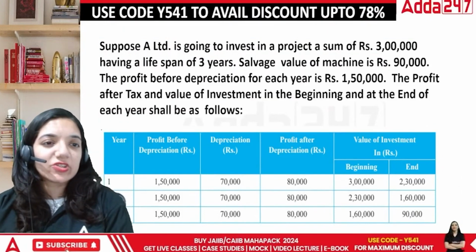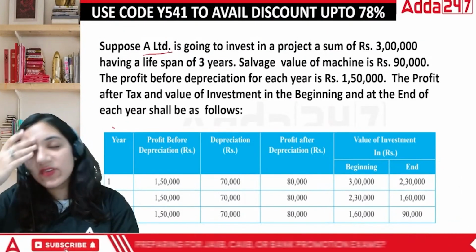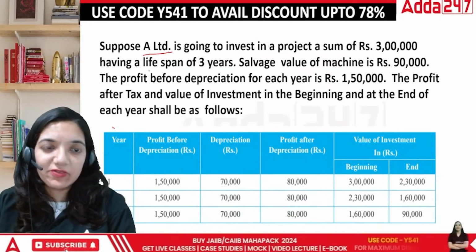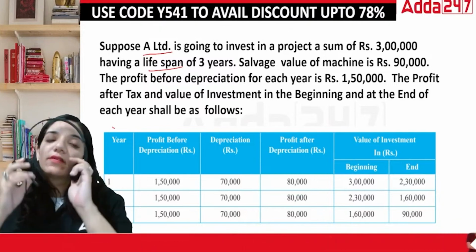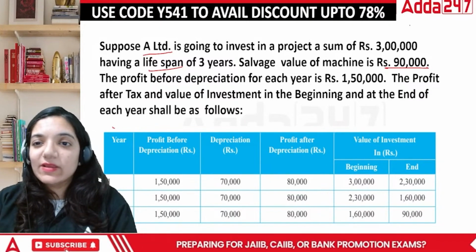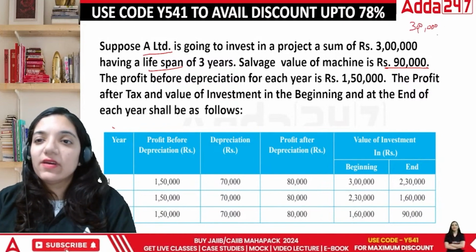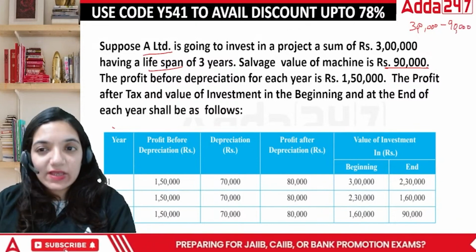Now look at this question. Suppose A Limited is going to invest a sum of 3 lakh rupees having a lifespan of 3 years, and their salvage value is 90,000. Matlab 3 lakh is the value of the asset minus 90,000. That is what you are getting out of it.